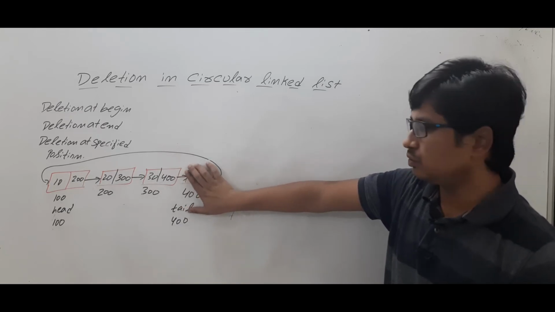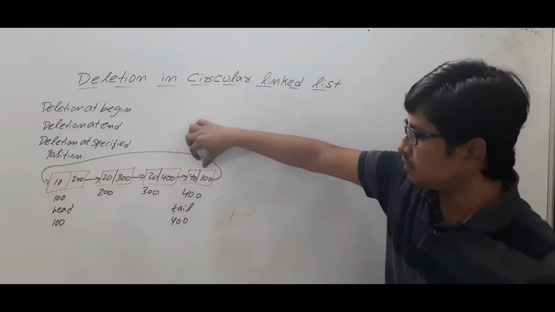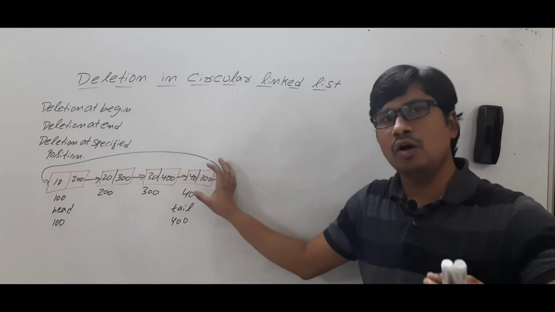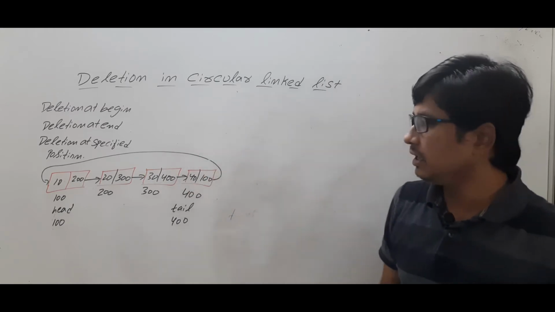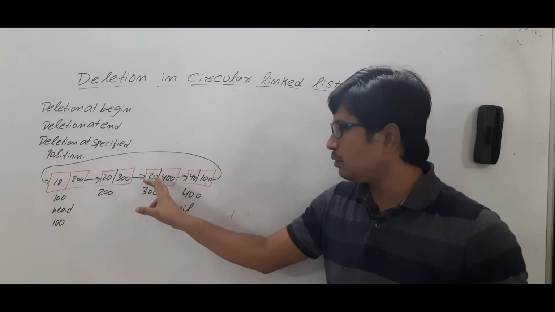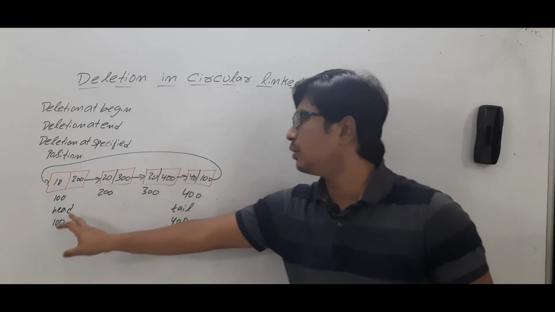Once you delete this node, what are the things that will happen? Tail is a pointer which is pointing to this node, so you can call free of tail. Okay, good. Then what do you have to do? Now you have to write some pointer here. That pointer's next should have the head.